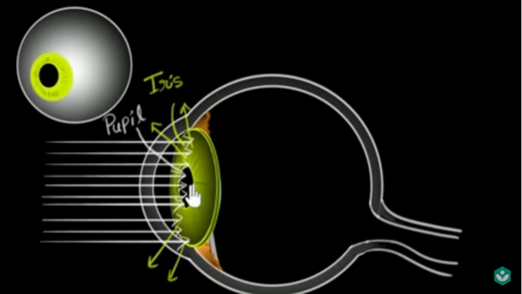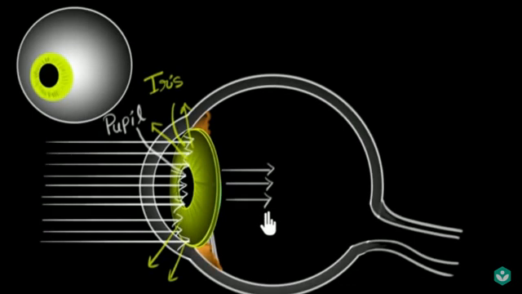And as you can see, the pupil is where the light enters into our eyes. So through the pupil, light will enter into our eyes. And this is what enables us to see things. Now, our iris has a very important job. Its job is to control the size of this pupil, the hole.